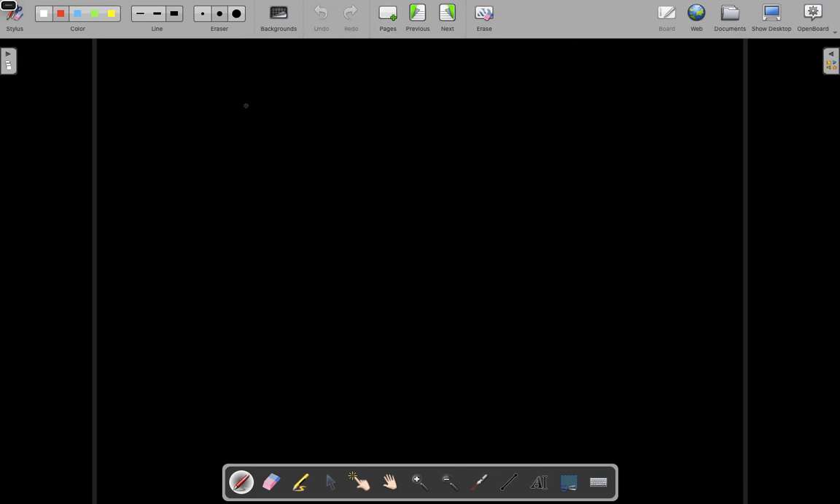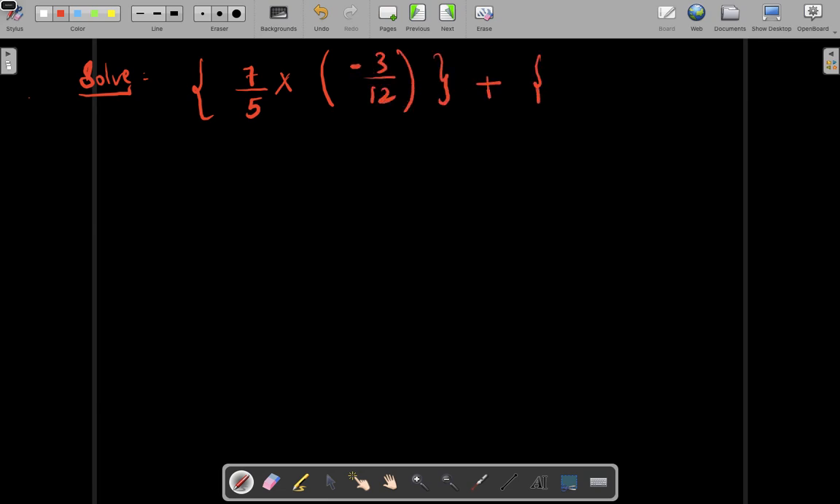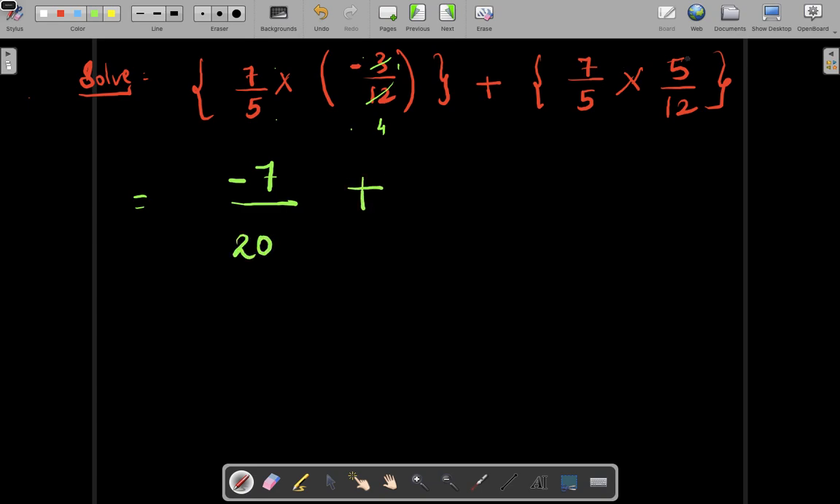Let's move on to one more sum. 7 over 5 times minus 3 over 12 plus 7 over 5 times 5 over 12. Now, so you can simply cancel it. 3 times 1, 3 times 4. So you write 7 times 1 minus 7 over 5 times 4 is 20 plus 5 gets cancelled here. So remaining with 7 by 12.